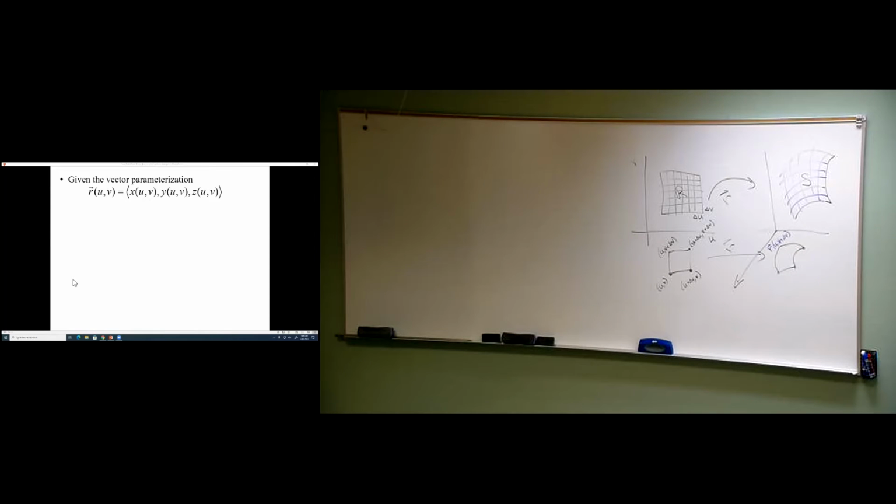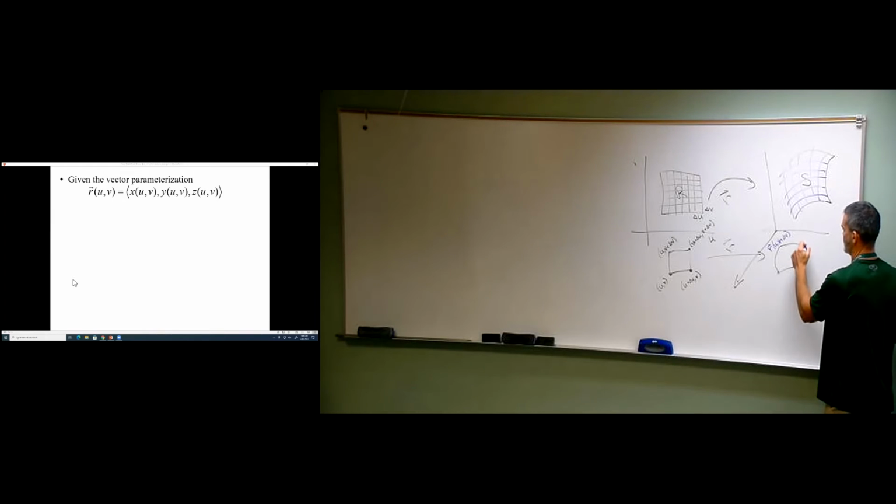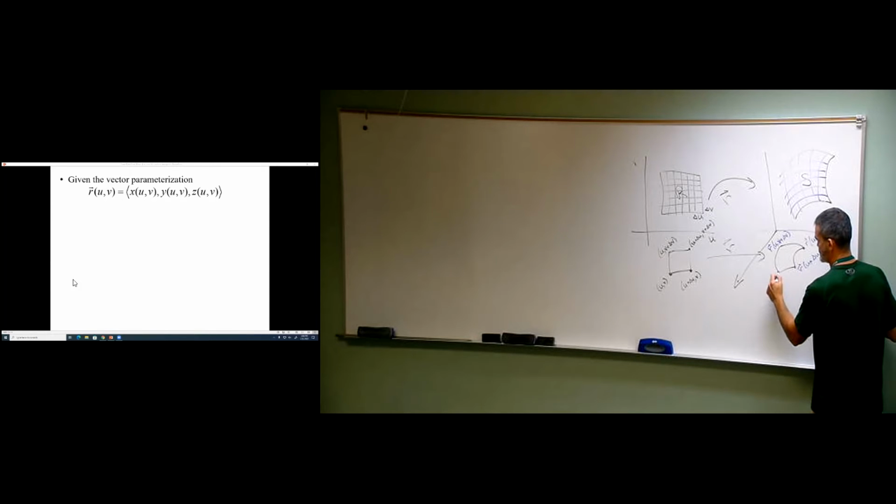Now, what we're trying to do is find the area, actually, so R of U plus delta U, comma, V plus delta V, R of U plus delta U, comma, V, and R of U, comma, V.